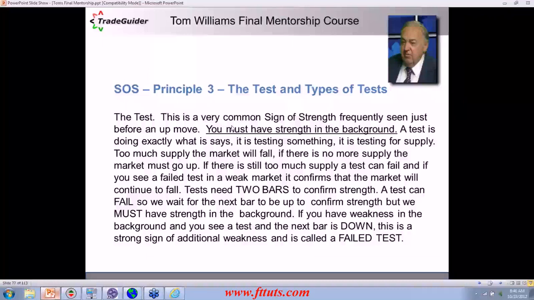Too much supply, the market's going to fall. If there's no more supply, the market can go up. If there's still too much supply, a test can fail. And if you see a failed test in a weak market, it confirms that the market will continue to fall. Tests need two bars to confirm the strength. Remember, a test can fail, so keep that in mind. So we wait for the next bar to close higher to confirm the strength. Remember, tests must have strength in the background, buying. If you have weakness in the background and you see a test and the next bar is down, this is a strong sign of additional weakness, not strength, and we actually call it a failed test.